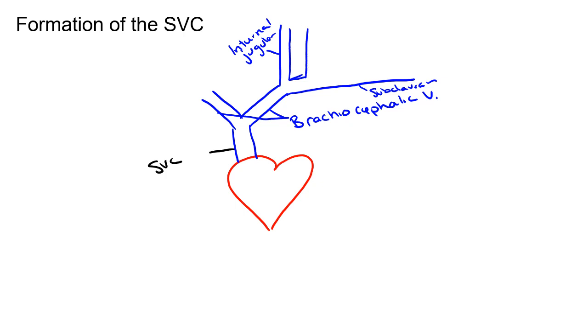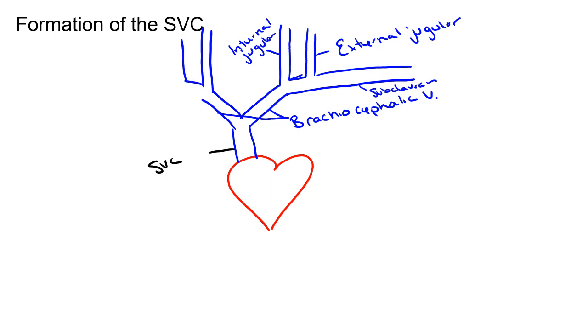I left this open because usually the external jugular drains into the subclavian as well. It can drain into the internal jugular occasionally. There's some variation there. And this is bilaterally symmetrical. So there's another internal jugular and an external jugular and a subclavian.